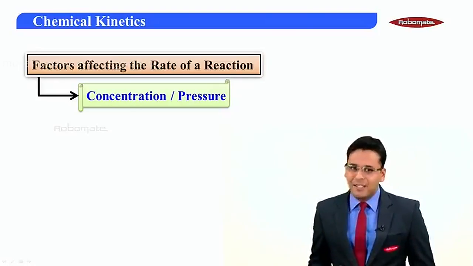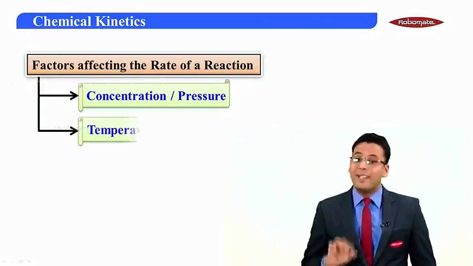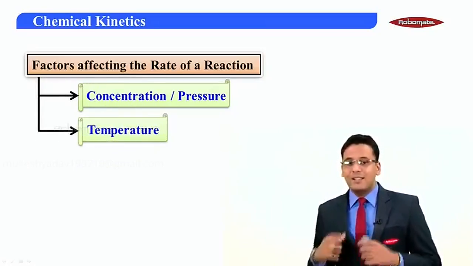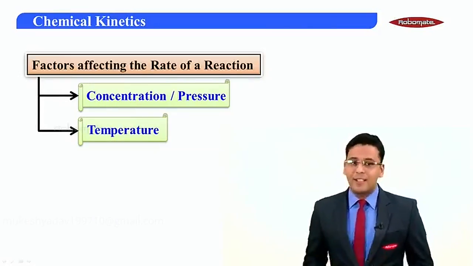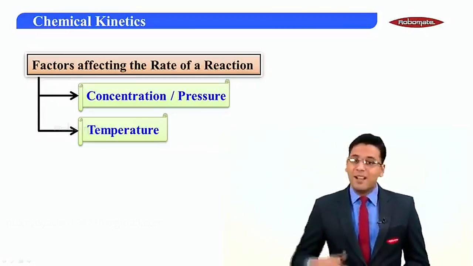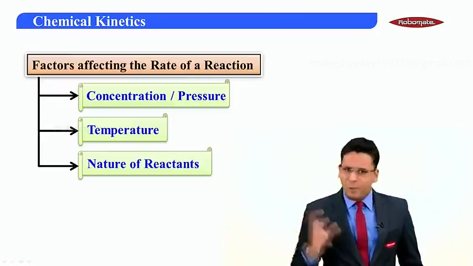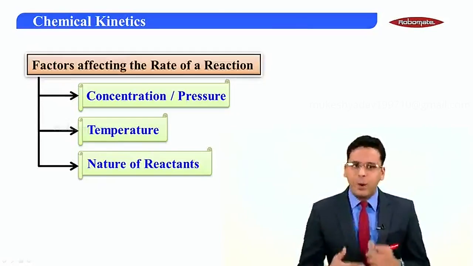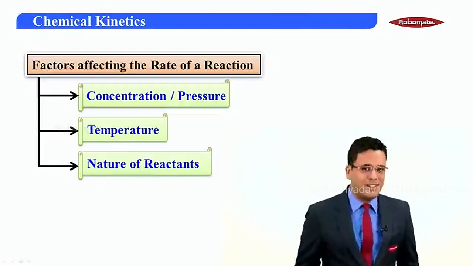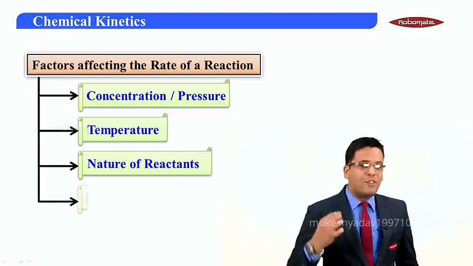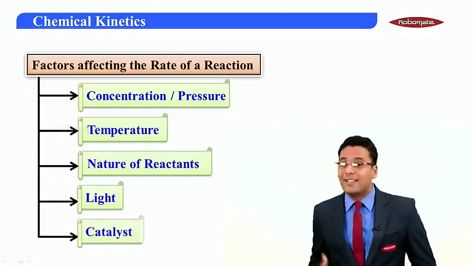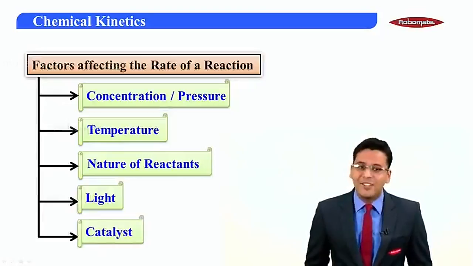The second factor which affects the rate of reaction will be temperature. Along with temperature, you have nature of reactants. This point will be discussed as we go ahead much more in depth. You also have presence of light and presence of catalyst which affect the rate of reaction.